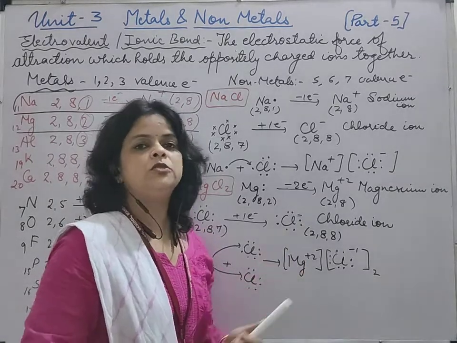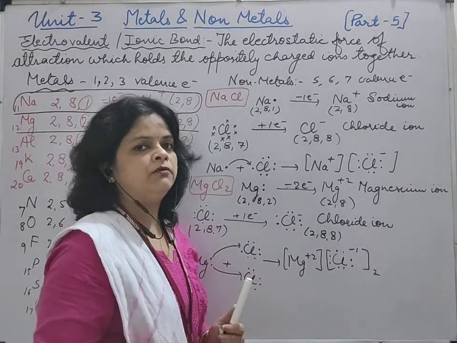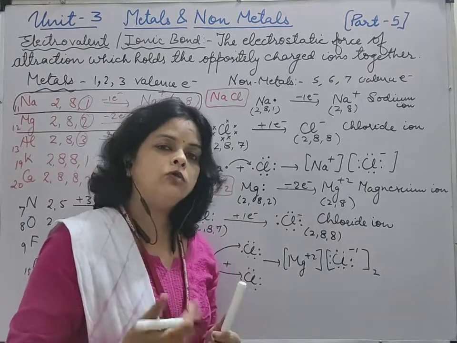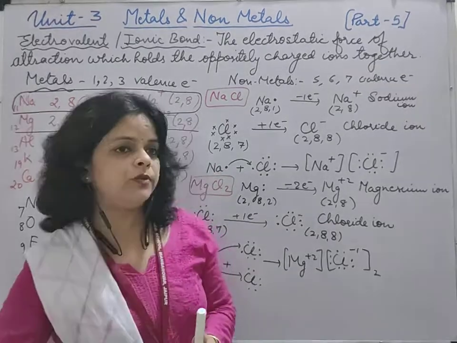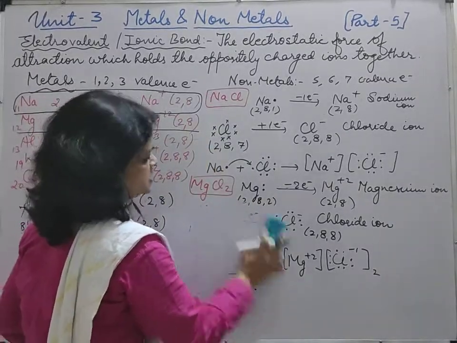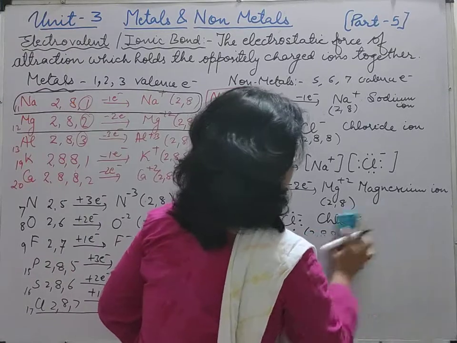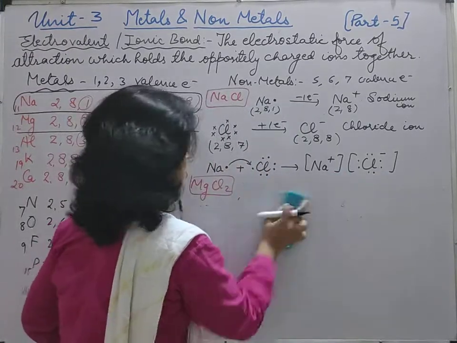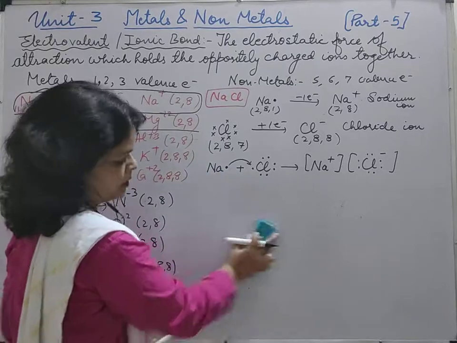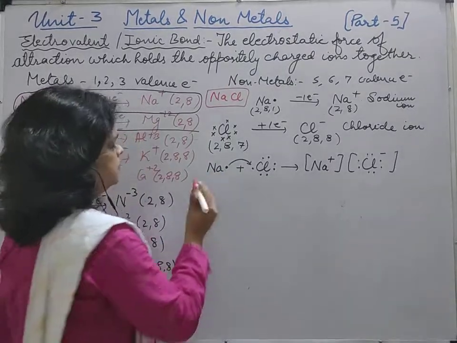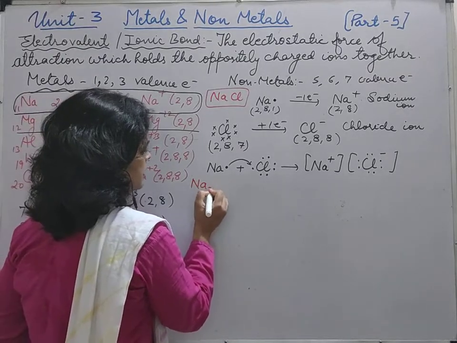So in this way, students, you will get a variety of questions in which you will be asked to draw the transfer, how the transfer of electron is taking place. One more example I would like to take, that is of sodium oxide. Quickly, let's see that. Sodium oxide. Formula Na2O.